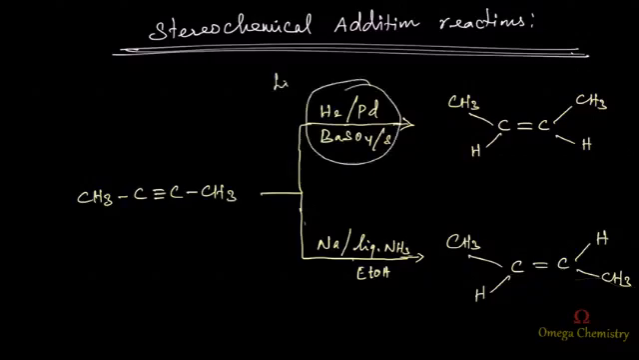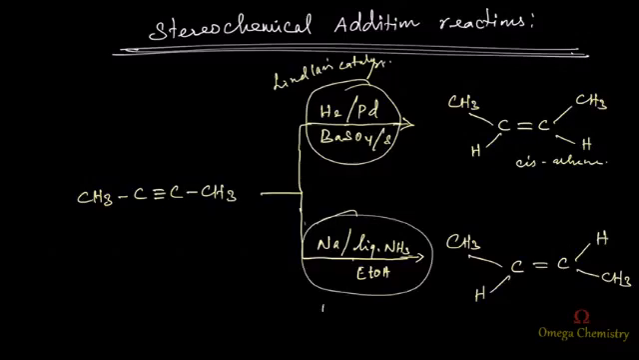One is through Lindlar's catalyst, which we have learned. If I subject it to Lindlar's catalyst for hydrogenation, I get cis alkene. Whereas the same alkyne is subjected to Birch reduction. This reagent is Birch reduction, we all know this, and I will get trans alkene.